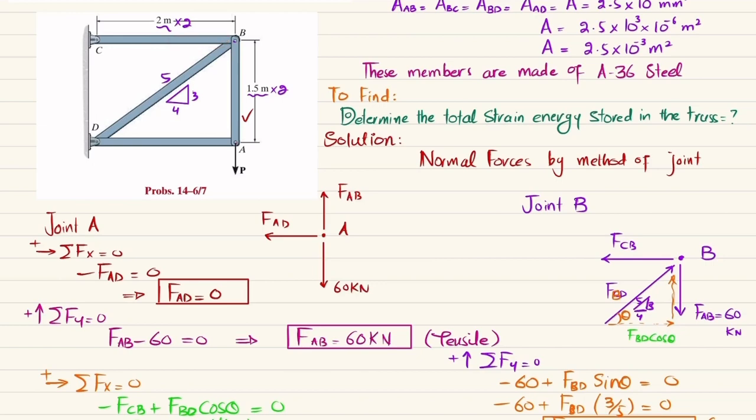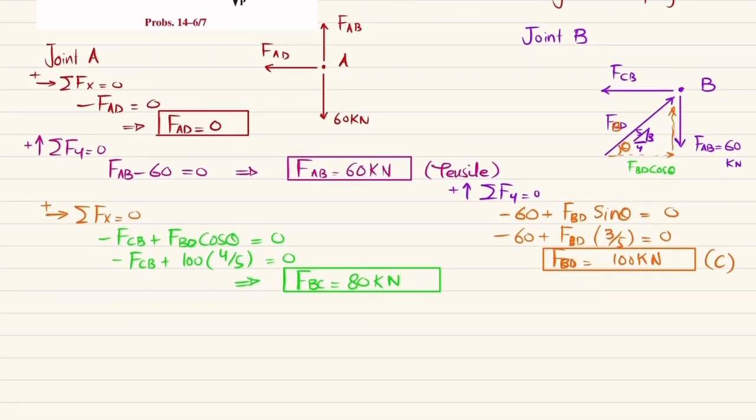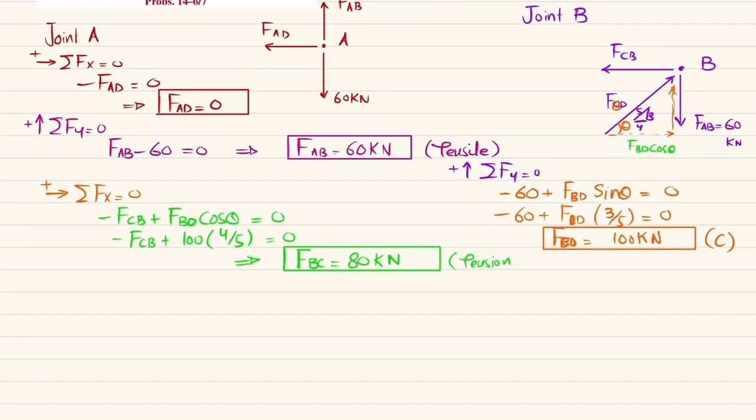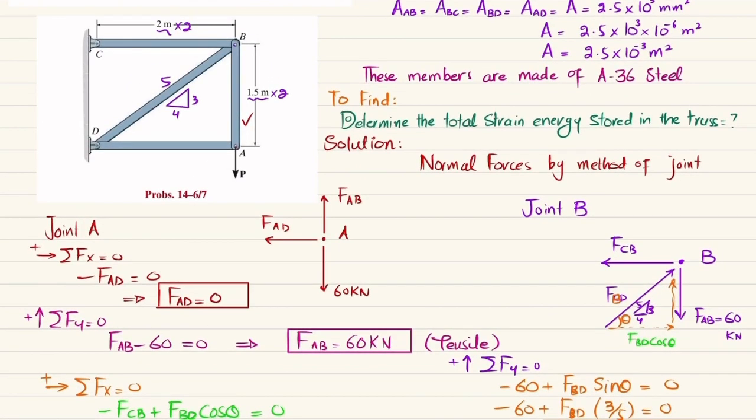Okay, as a result, force in member BC will be in this direction, so it will be in tension. So I will write it over here, tension. Now you have all the loads, and we also have the area, which is given as 2.5 into 10 to the power minus 3 square meter. The length BC is 2 meter, BA is 1.5.